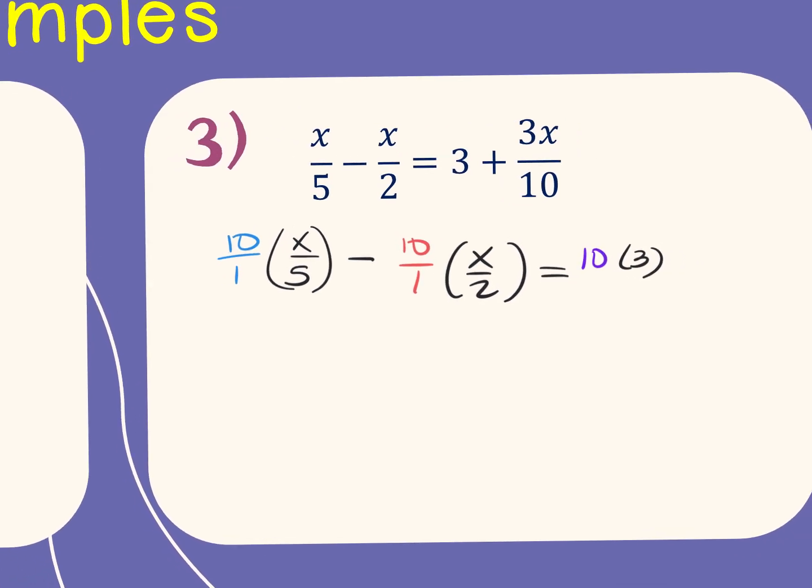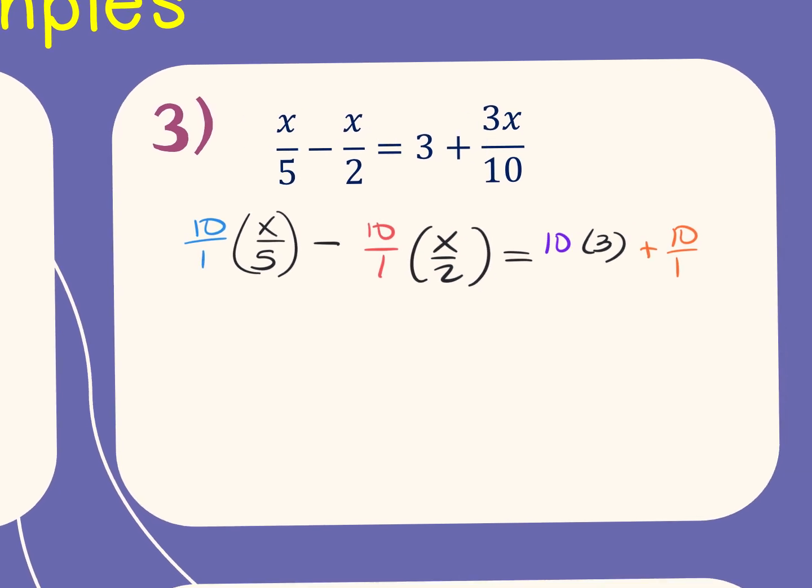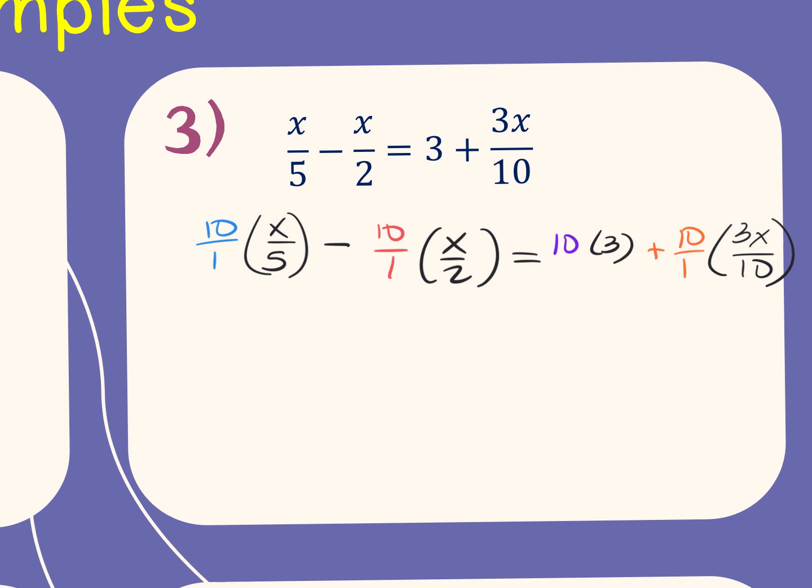And then I have an extra term here. And then again, 10 over 1 times the 3x over 10. So again, this will simplify, and this becomes a 2x. And then here, the 10 and the 2 simplify, becomes a 5. Equals 10 times 3 is 30. And then the orange cancels, and you're just left with 3x.